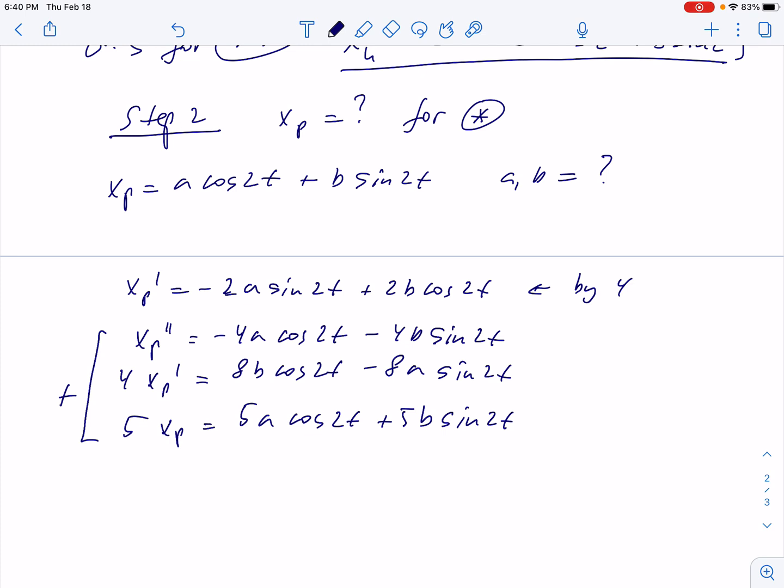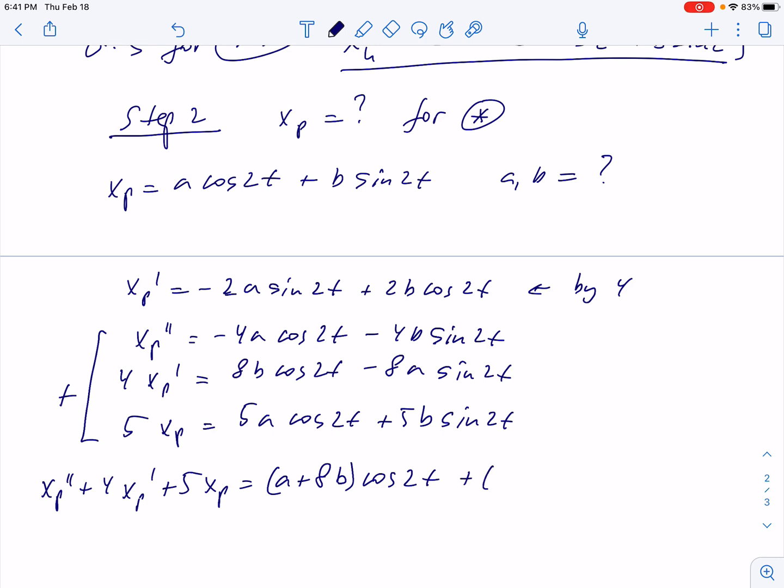On the left side we have xp second plus 4xp prime plus 5xp. So this will be after collecting coefficients. You see on the first column I have only cosine, second column is only sine. I just need to collect the coefficients and write negative 5a, this will be just a, plus 8b. This is coming with cosine 2t. See how it becomes much faster when you organize it properly.